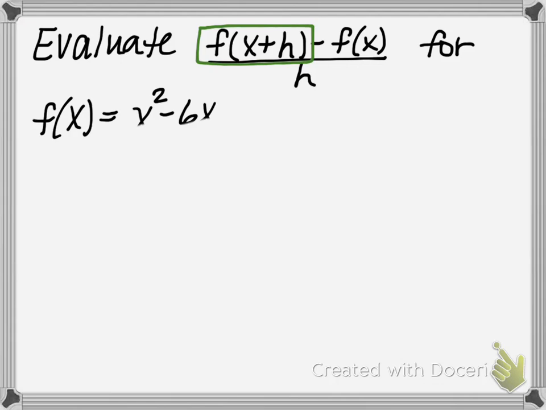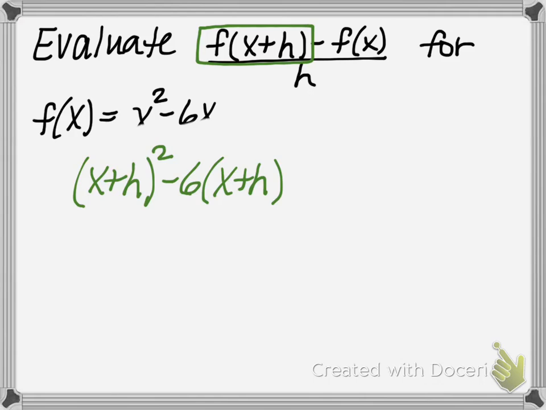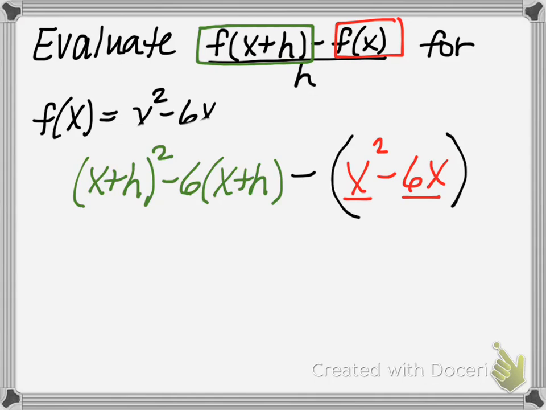So f of x plus h will end up being the quantity x plus h squared minus 6 times the quantity x plus h. Then we subtract, and the next part that we're subtracting, it says we're subtracting f of x, which is just the original function, x squared minus 6x. However, this has two terms, so it's really important that we remember to subtract the entire function, the entire quantity. So these parentheses here are extremely important. We're subtracting the whole quantity, x squared minus 6x, and then we're dividing this by h.